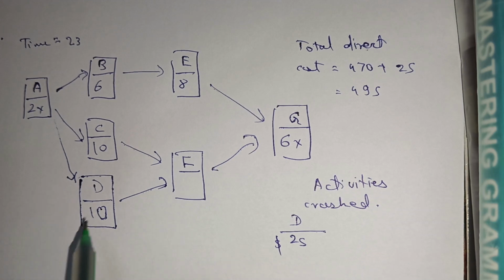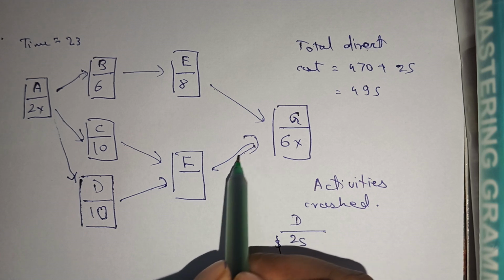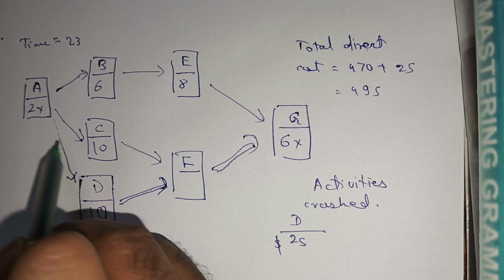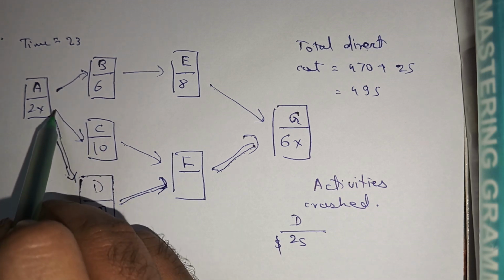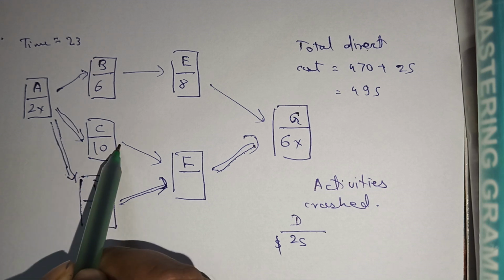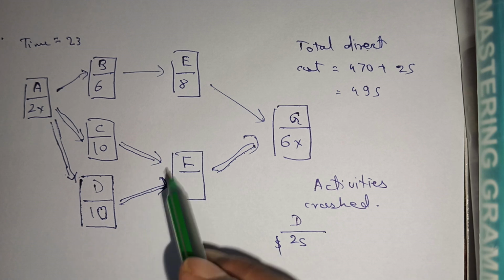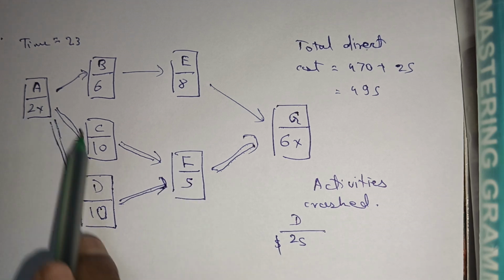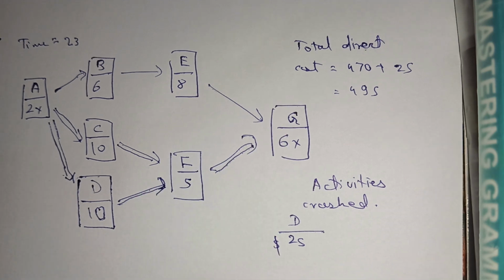Okay, now if we look at this graph, do you see any change? We see a change that the critical path has changed. There are two longest paths here. This is also the longest path, and this is also the longest path. Okay, so F remains the same. F is 5 days. So this path is also the longest, and this is also the longest now.